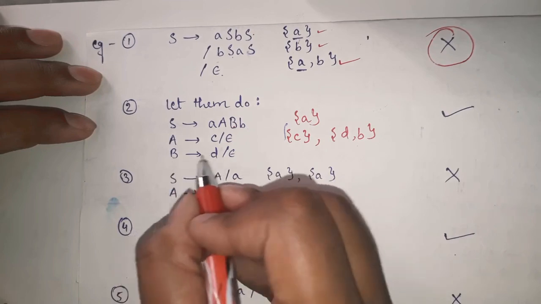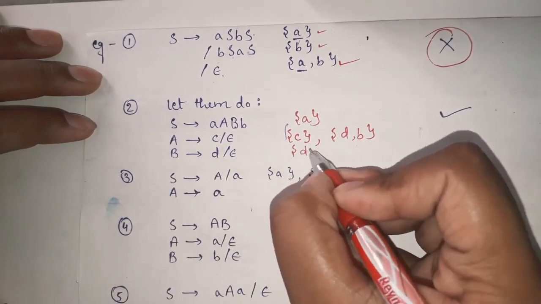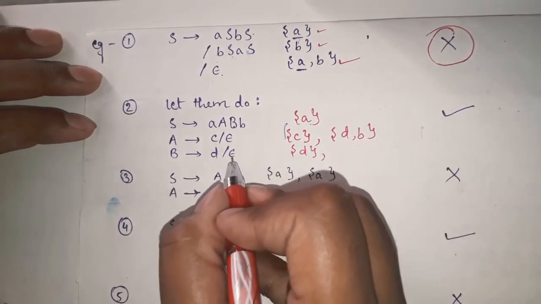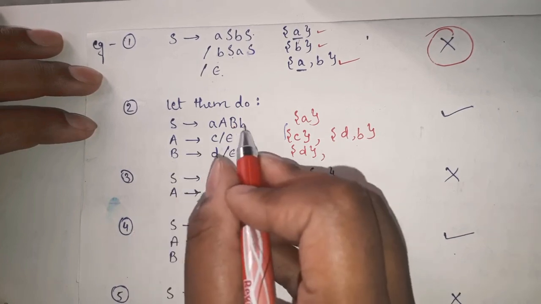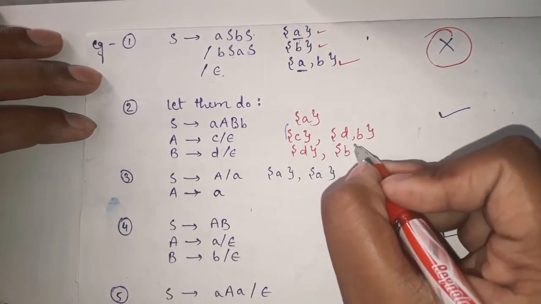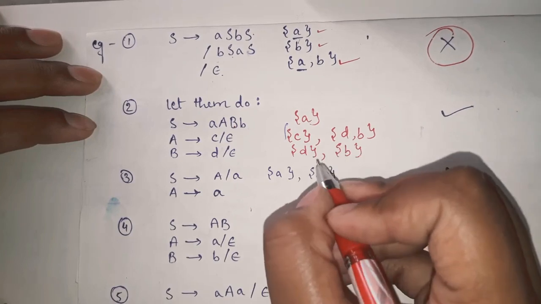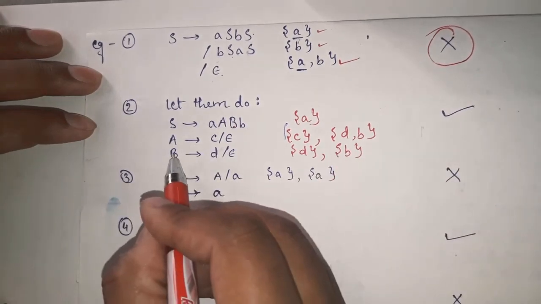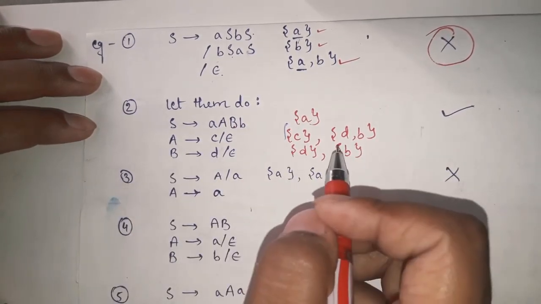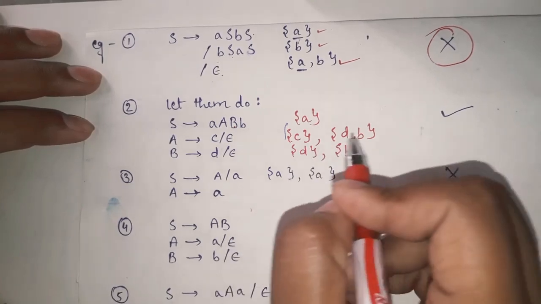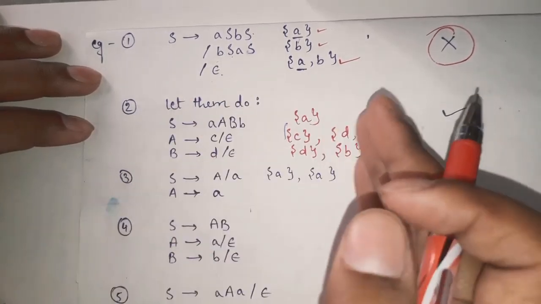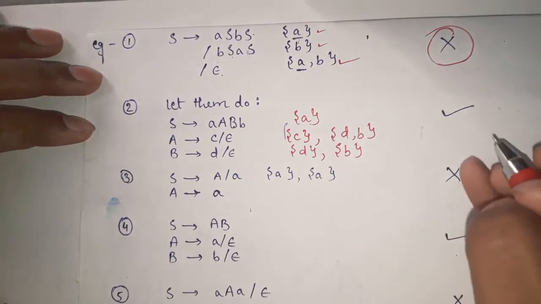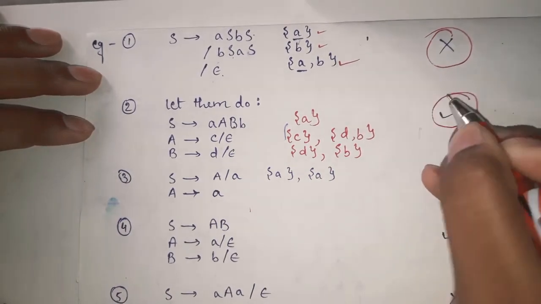Now in this, B gives D will be placed inside D, and B gives null will be placed inside the follow of B. Follow of B is small b. So again D and B are different columns. It will be inside the B row and different columns, so it will not create any problem. All will be in distinct columns, different columns. All the values will be atomic. So yes, it is LL1.